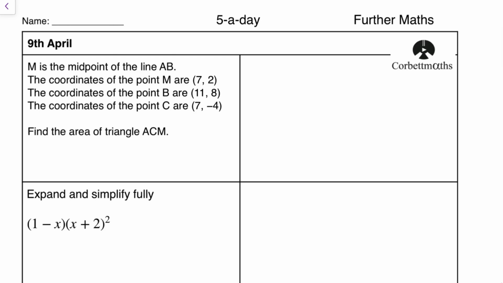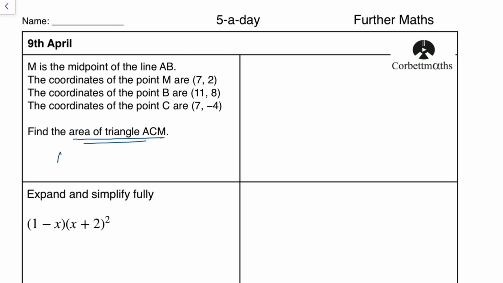So M is the midpoint of AB, the coordinates of M are 7, 2, B gives me C, and then it says work out the area of triangle ACM. I'm pausing because this seems very difficult. This seems like a cosine rule question where I need to work out the lengths of the sides, work out the angle, and then do half sine AB.